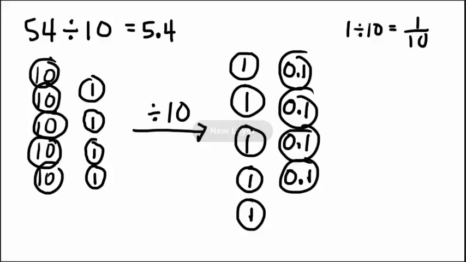Let's try another one. So now what if we take 0.54? Or you know what? Let's do 5.4 divided by 10. So if we take 5.4 divided by 10, what is happening? Well, we have 5 ones again. Remember, we had 5 tens before, but now we have 5 ones. How many tenths? Well, we have 4 of them. Same as our answer, right?